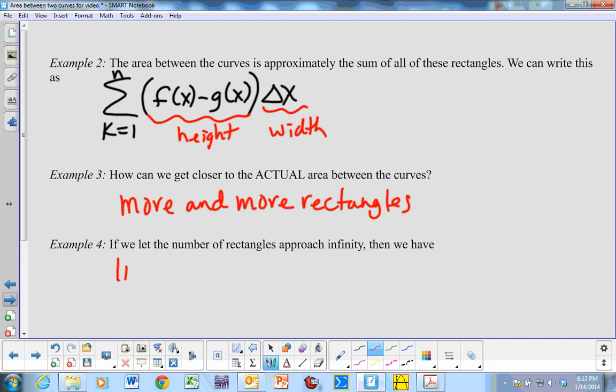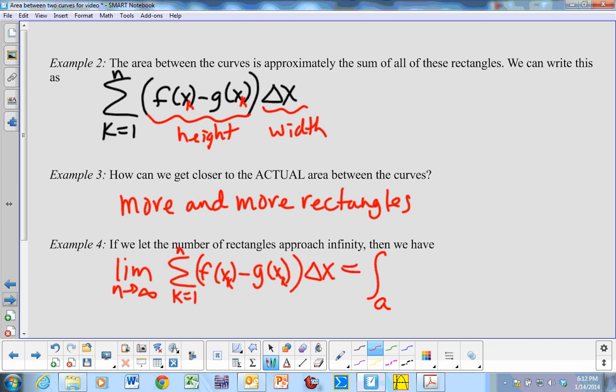The more rectangles we have, the better the area approximation is going to be. So if we take the limit as n goes to infinity of this summation that we just drew, and these will have k's here, which I should have put up there because this is what's changing. It's going to be a different x value each time, times your delta x, and this is going to end up being the integral from a to b of f of x minus g of x dx. So you're simply going to subtract the top one minus the bottom one here.